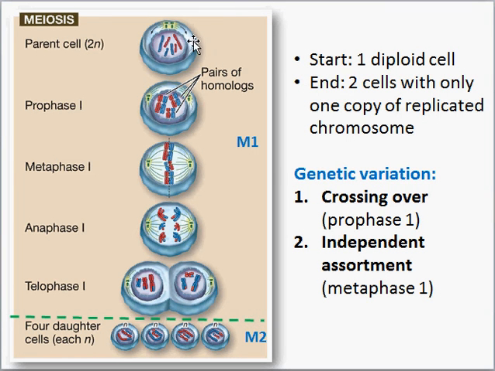We started with one parent cell that's diploid, has 2 copies of all its chromosomes. We went through prophase I, crossing over occurred, homologous pairs aligned with each other. Metaphase I, the homologous pairs lined up. Anaphase I, homologous pairs separated. And we ended here, telophase. They're going to split into 2 daughter cells. And we have genetic variation.